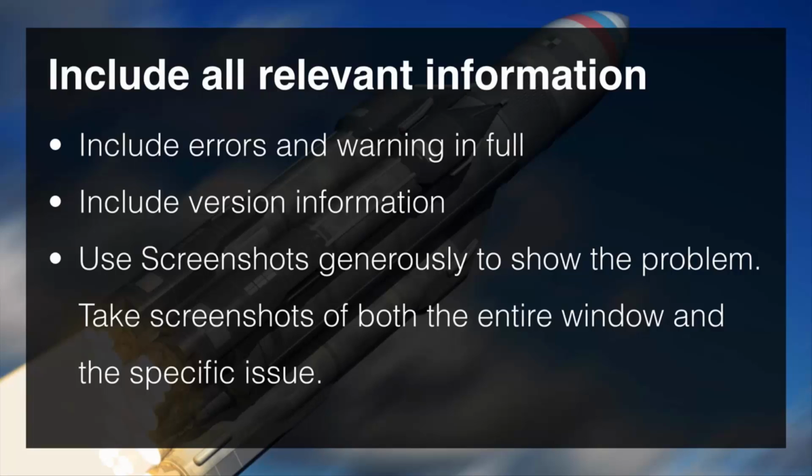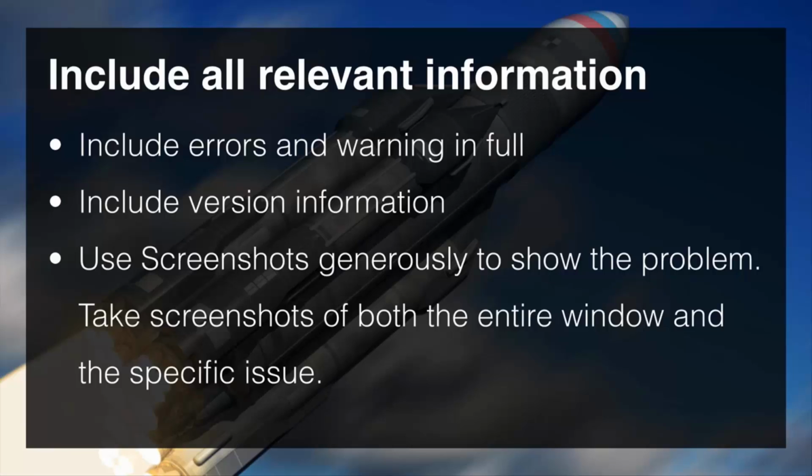Now, make sure you include all the relevant information, includes the errors and the warnings in full. If you have errors and warnings, add them in full. Include the version information for the products you're using. In our case, it's going to be Unity. It's quite important. Version information matters a lot. Different versions will have different programming API, so that means they have different ways of doing the same thing, and we need to know which version to look at to answer your question.